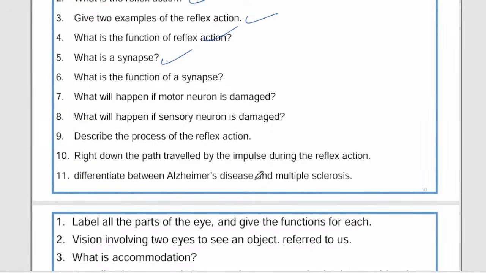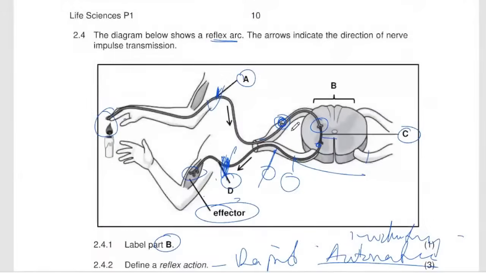Then they are saying, describe the process of reflex action. Here you explain the whole process. The impulse through the sensory neuron enters the spinal cord via the dorsal root. You have the synapse, then another synaptic connection. The motor neuron moves out of the spinal cord via the ventral root, goes to the effector, and then the effector contracts and moves out of the body.